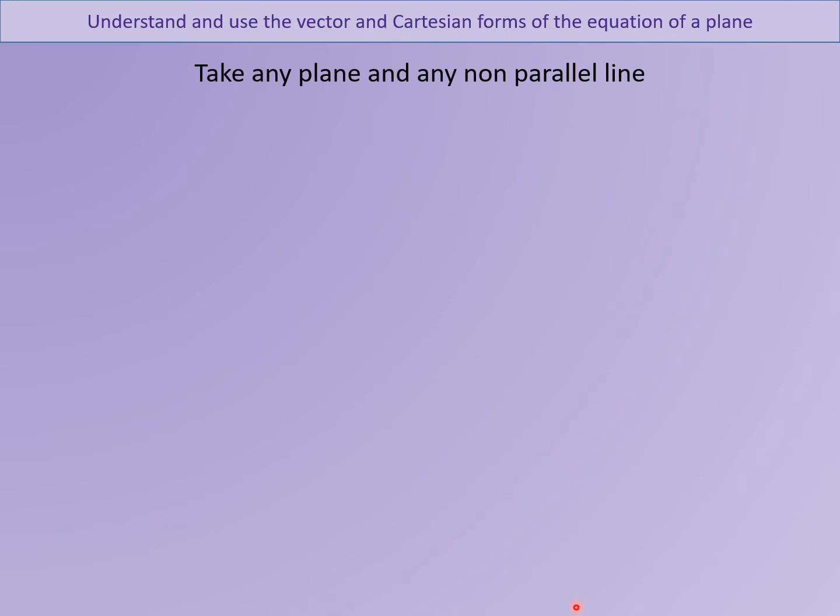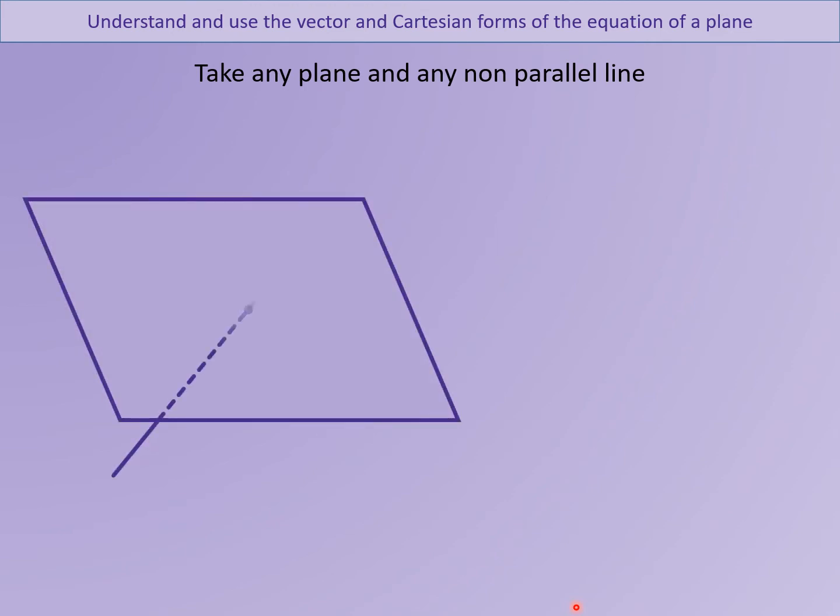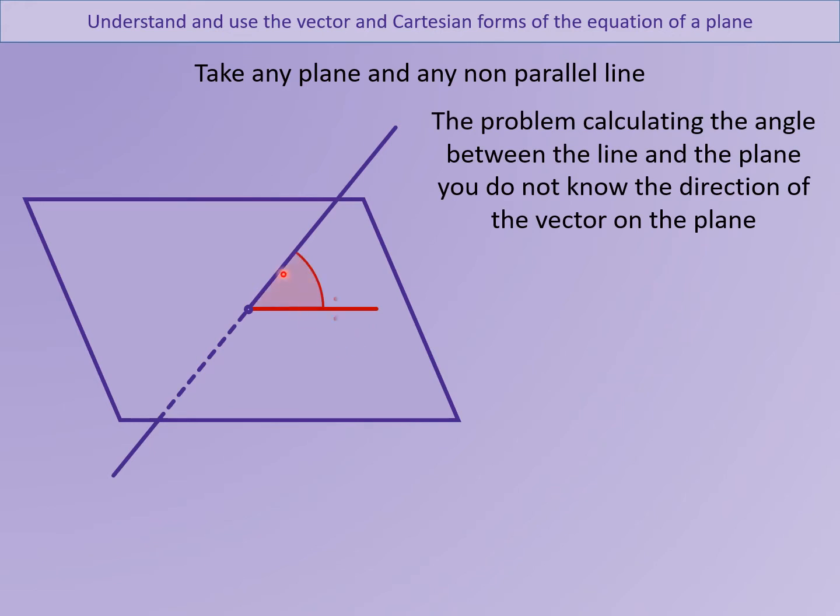Okay, so we want to take any plane and any non-parallel line. We don't want a line that's parallel to the plane. So there's my plane, and there's a line that goes through my plane. It sort of spikes straight through it there. What I'd like to do is find the angle between the plane and that line. I want to find the smallest possible angle between them.